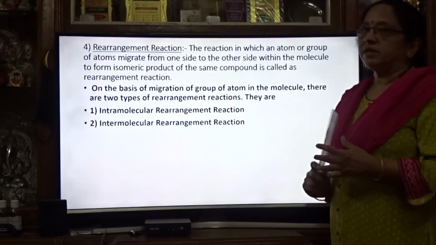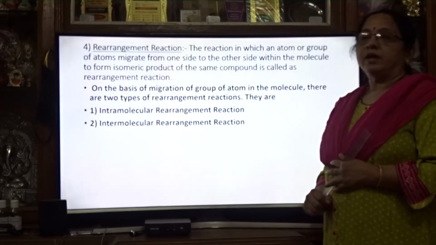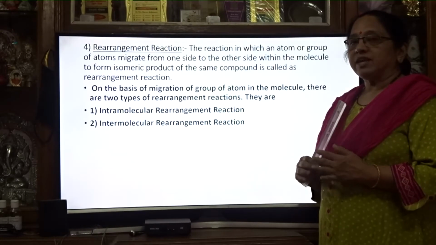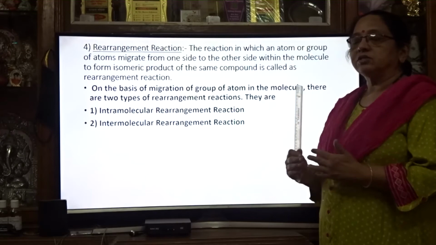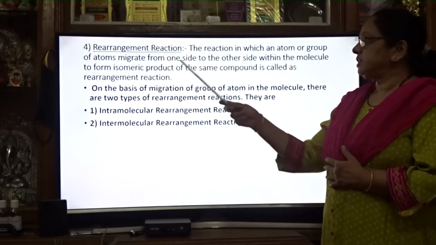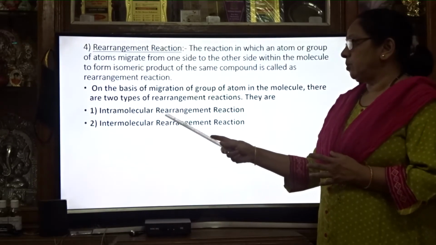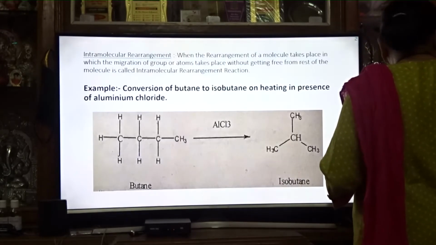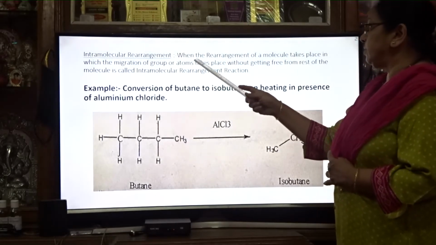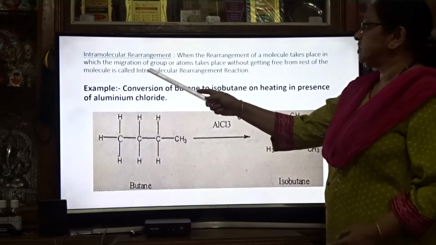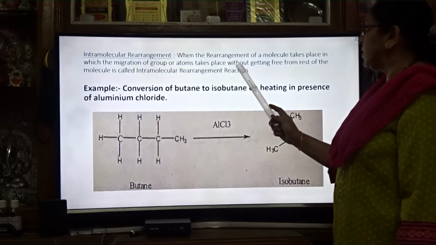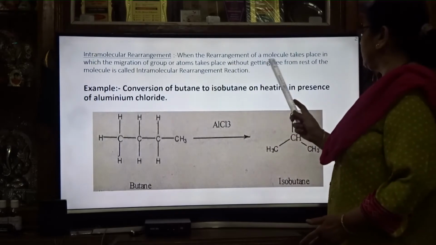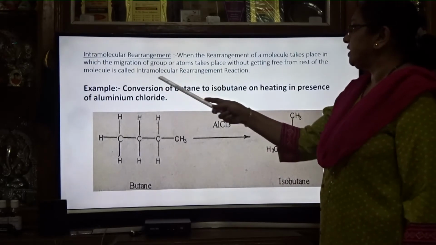So in rearrangement reaction, what happens? Migration of atoms, group of atoms or molecules takes place; sometimes they get separated and then get added, or sometimes without separation they get added. Such types of rearrangement are known as intramolecular and intermolecular rearrangement reactions. First is intramolecular rearrangement. When the rearrangement of a molecule takes place in which the migration of group of atoms takes place without getting free, so it is not getting detached from the rest of the molecule, it is called intramolecular rearrangement.